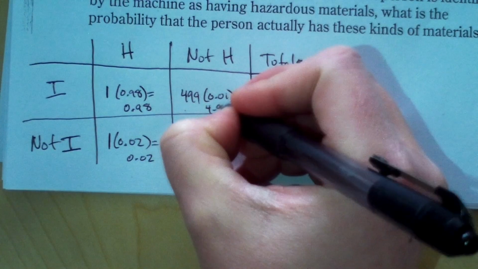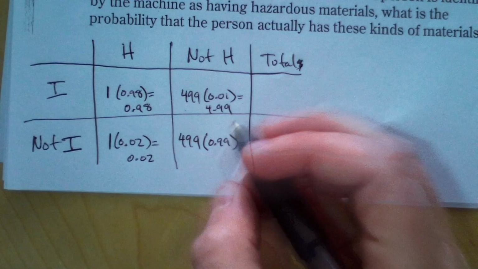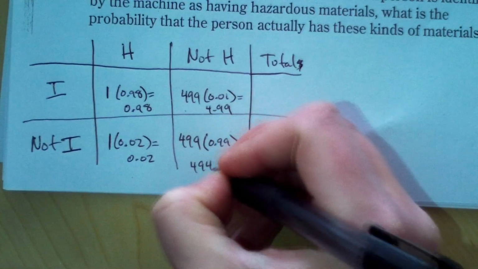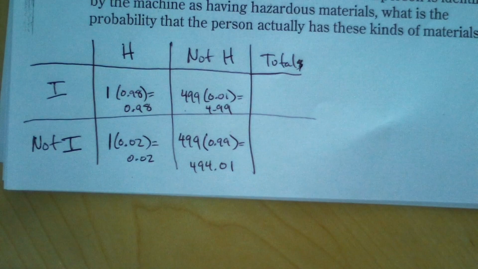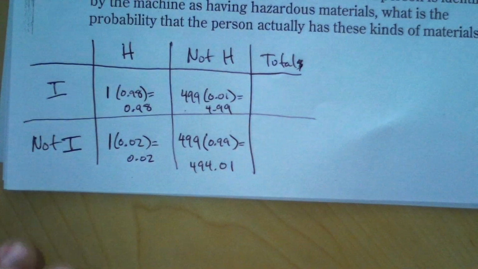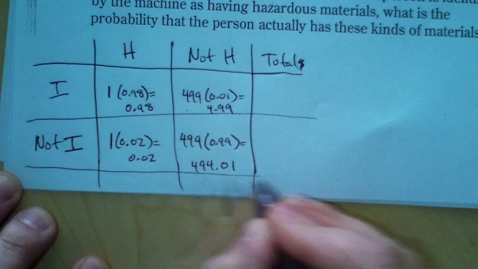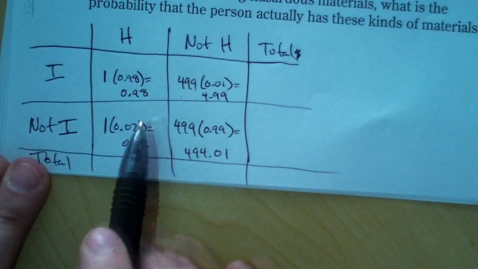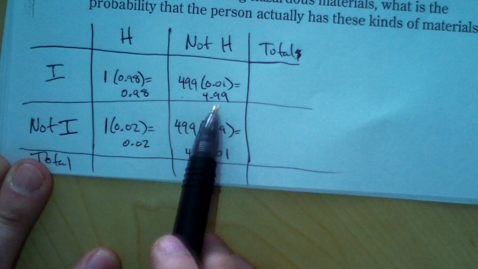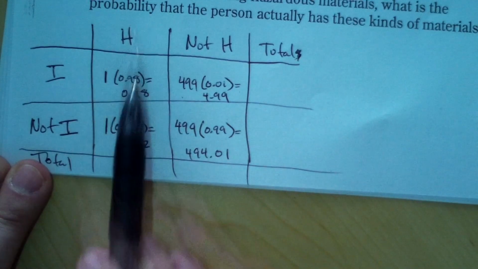So now what they're actually asking then from that information, it says if a person is identified by the machine as having hazardous material, so hazardous material is the stuff here, what is the probability that they actually have these kind of materials on them? So that's using this one here. But what we're going to want to do is one of those conditional probabilities like we had before. So you're going to go the probability of the H, and then the line, and then the I.